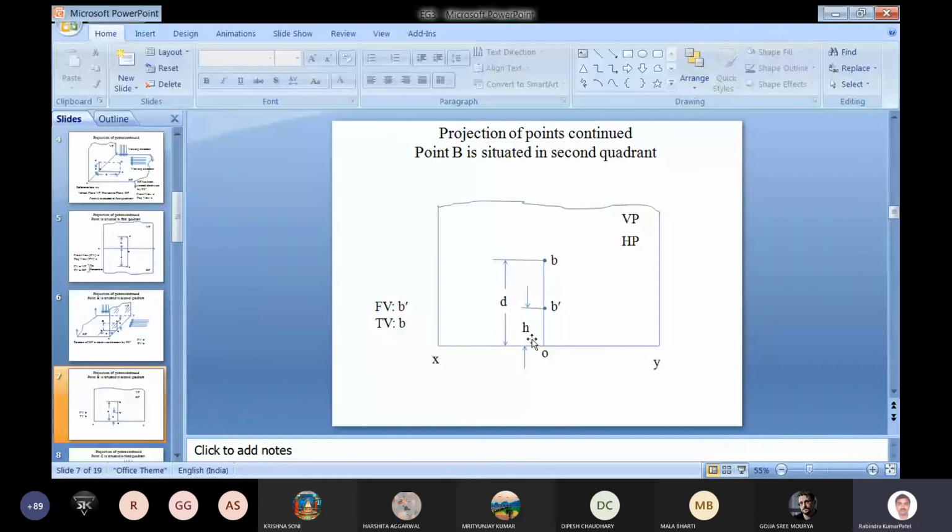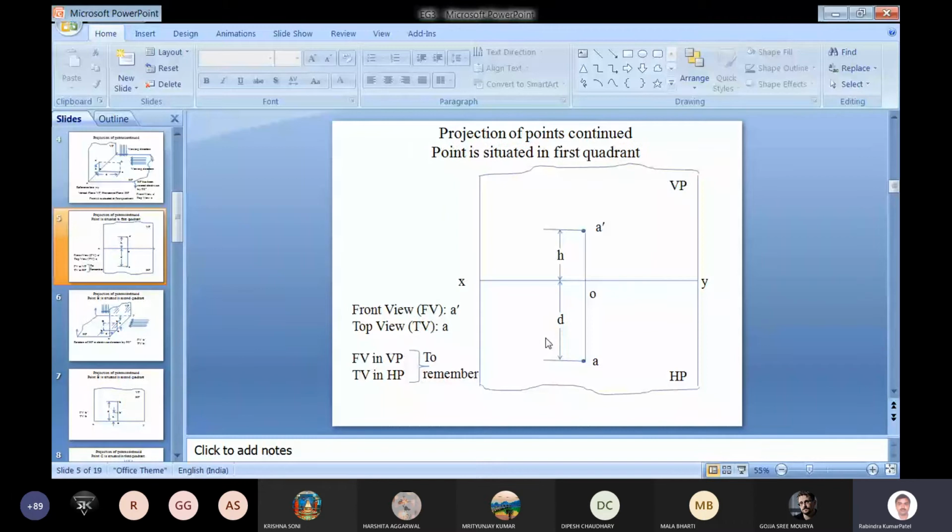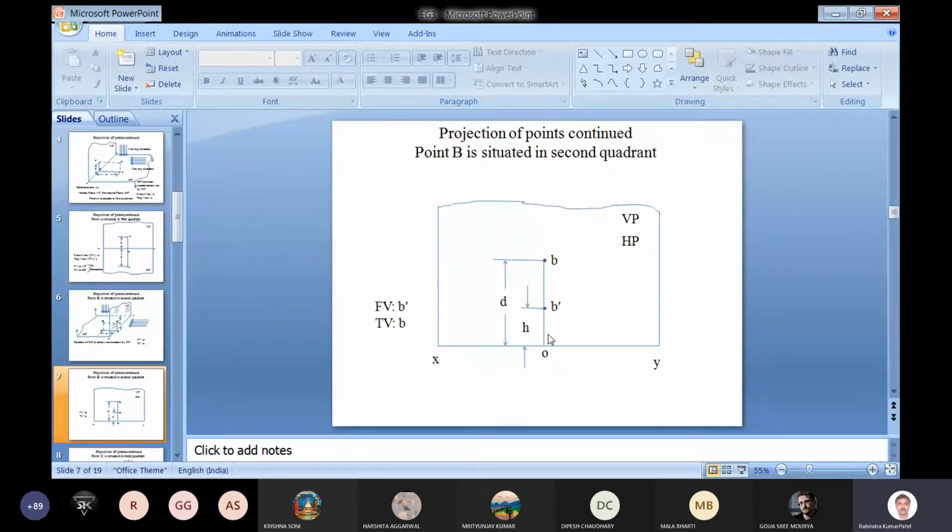So you can see this is called the projection line. The projection line is overlapping. In the previous case, two different projection lines are there, OA and OA dash. In this case both the projection lines are overlapping, that means OB dash and OB. So here also we say that FV, that is front view, is B dash, and the top view is B.